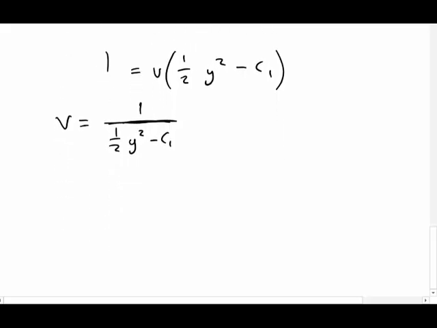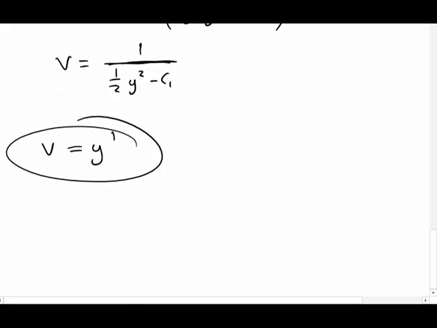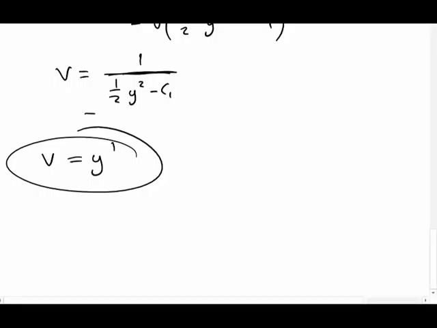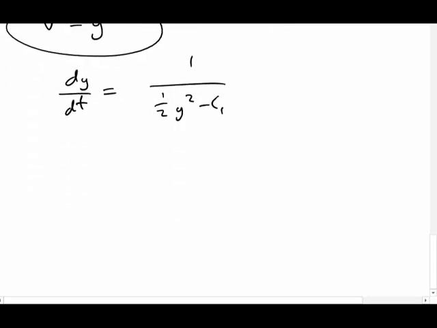That's what v equals. But remember, we don't want what v equals. We want what y dash equals, or what y equals. Well, we know that v is equal to y dash, we've set v equal to y dash. So if v is equal to this thing, then y dash must also be equal to this thing, 1 over half y squared minus c1. That's just another differential equation. If I rewrite dy by dt, that's what y dash is equal to.